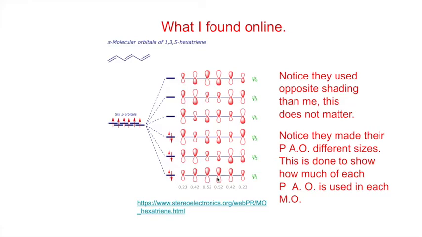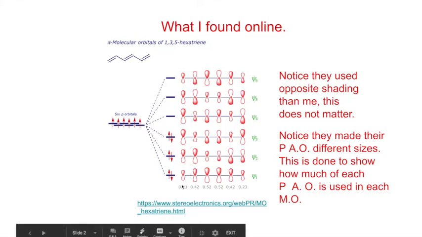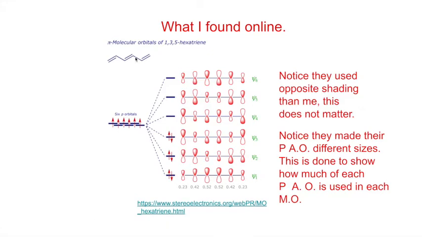So what that's about is, for example, this is carbon 1's p orbital. It can't use 100% of carbon 1's p orbital in the lower level because then there'll be none left for the other levels. So it's making it smaller to show, oh, I'm only using like 23% of carbon 1's p orbital for the first molecular orbital. And then I'm using more of carbon 1's p orbital for the second, so different sizes. That's derived through the quantum mechanical calculations, which we won't go into, but it's interesting to see.